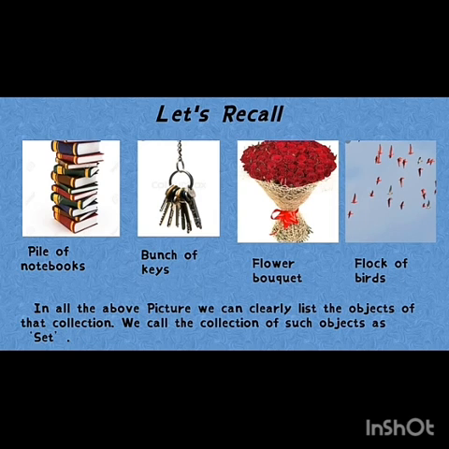Here some pictures are given below. It contains groups of things you know. First is a pile of notebooks, second is a bunch of keys, third is a flower bucket, fourth is a flock of birds. In all the above pictures, we can clearly list the objects of that collection. We use special words for each collection. So, we call the collection of such objects a set.